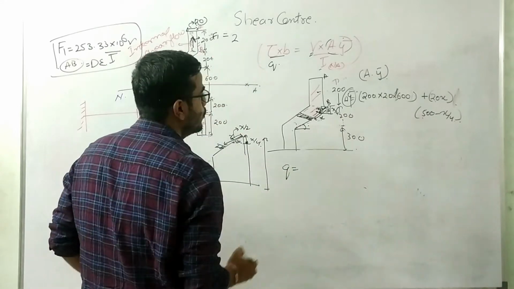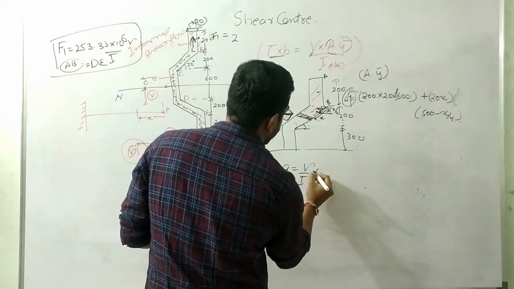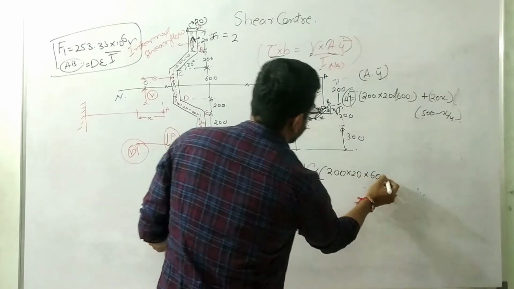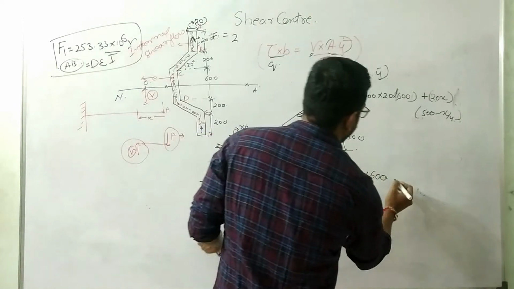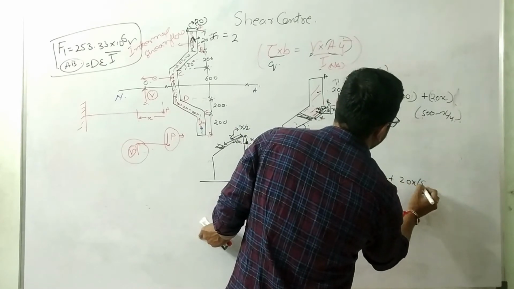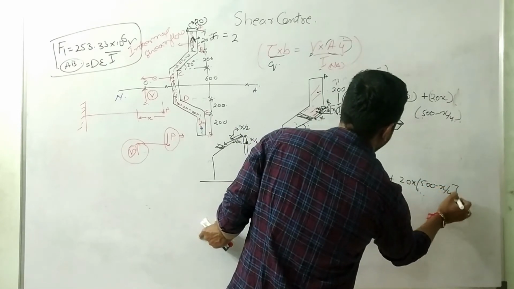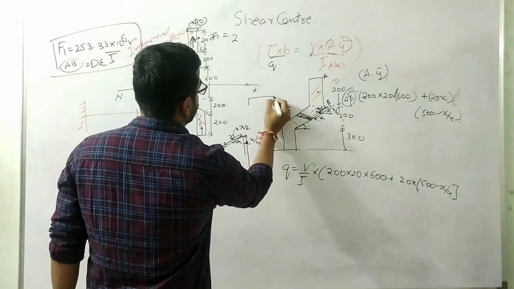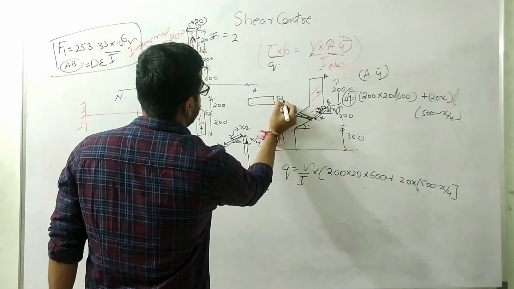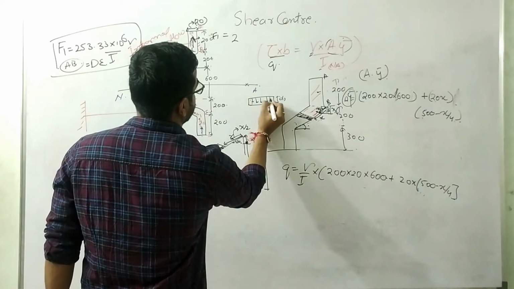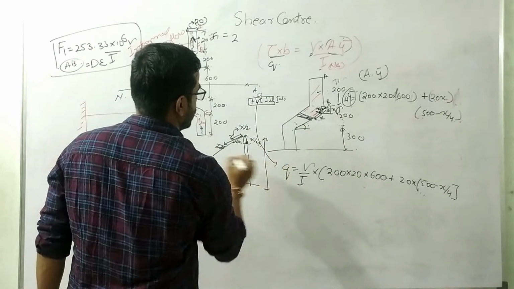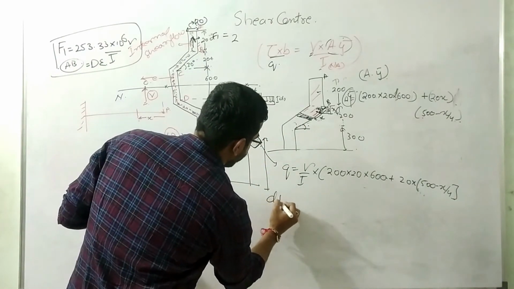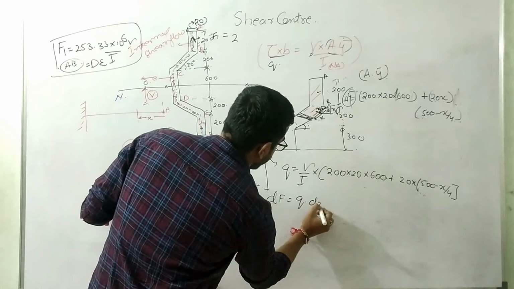We'll write the expression for q. Q will be nothing but V over I into 200 into 20 into 600, okay, this is for the AB segment, plus 20x into 500 minus x by 4. Okay, so this is our shear flow for this element. Meaning, this is our element dx, so the shear flow for this is q, given by this expression. Okay, so the net force for this element due to the shear flow will be dF equals q into dx.